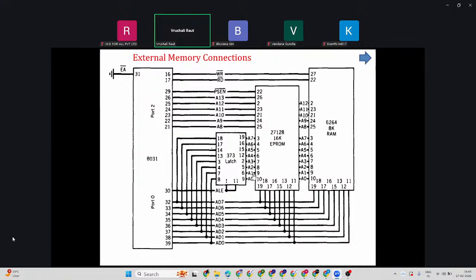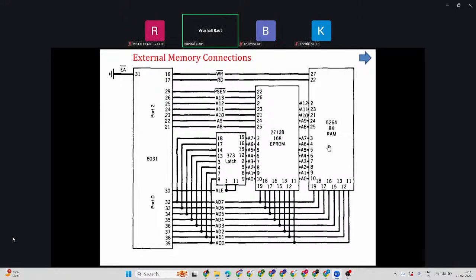Through the latch, A0 to A7 is connected to EEPROM, and the same A0 to A7 is going to RAM also. So that way we can send the address as well as fetch the data or fetch the program from there. Or even if required, depending on reading or writing, we can write in RAM also. We can't write in EEPROM, is it right? Because it is read-only memory, but we can write in RAM.